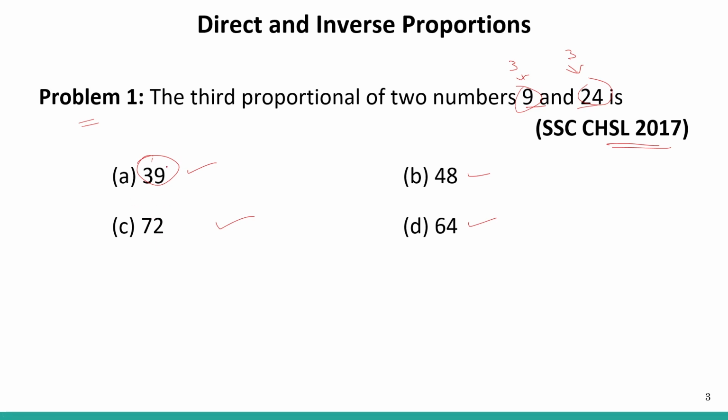So this is also eligible now. This is also eligible as it is divisible by 3. It is also eligible. So this is not a proper way to evaluate the third proportional.